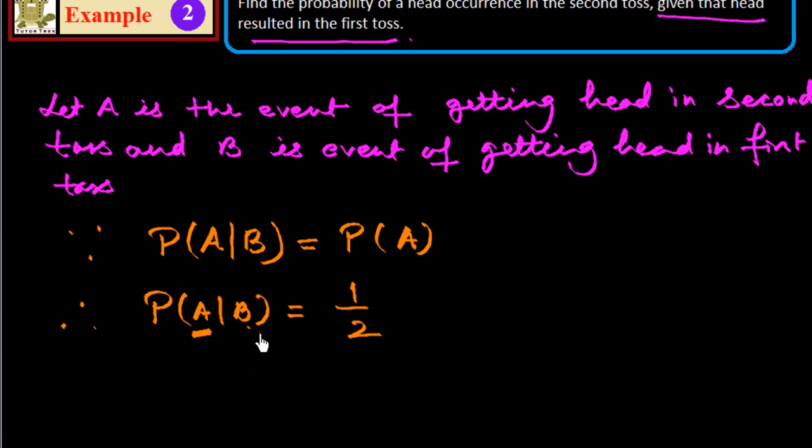So in this session we have explained conditional probability. Now in the next session I will explain Bayes' theorem.